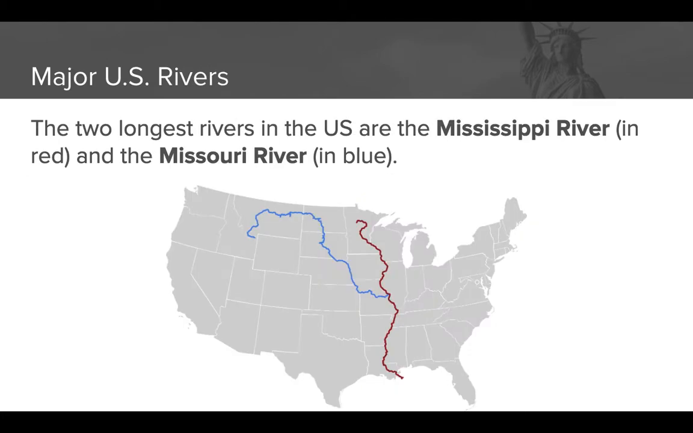Okay, so two major U.S. rivers. The two longest rivers in the U.S. are the Mississippi River, which is over here in red, and the Missouri River, which is over here in blue. So when you're remembering those longest rivers, you can just remember it's the Mississippi and Missouri rivers.